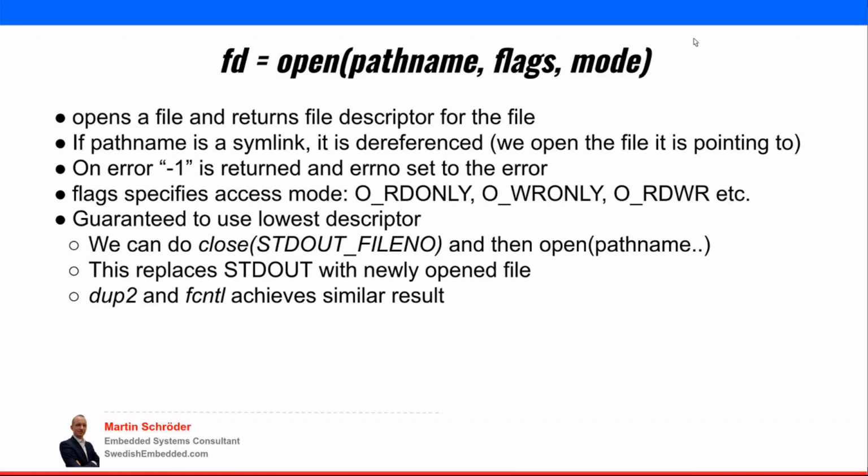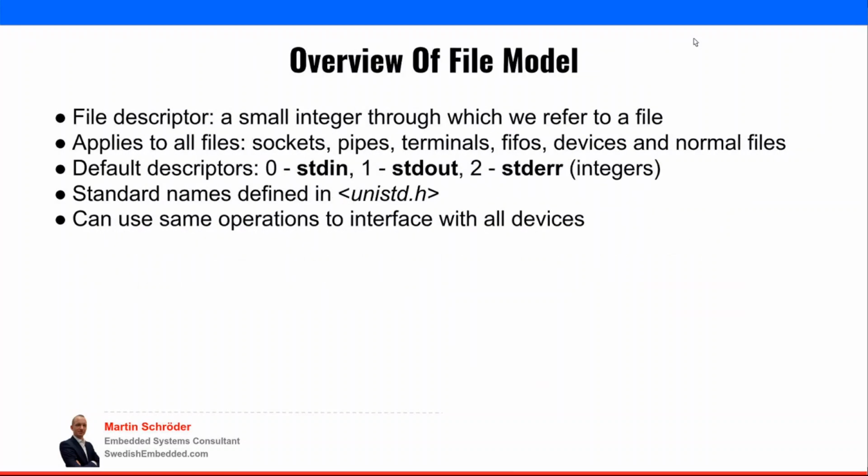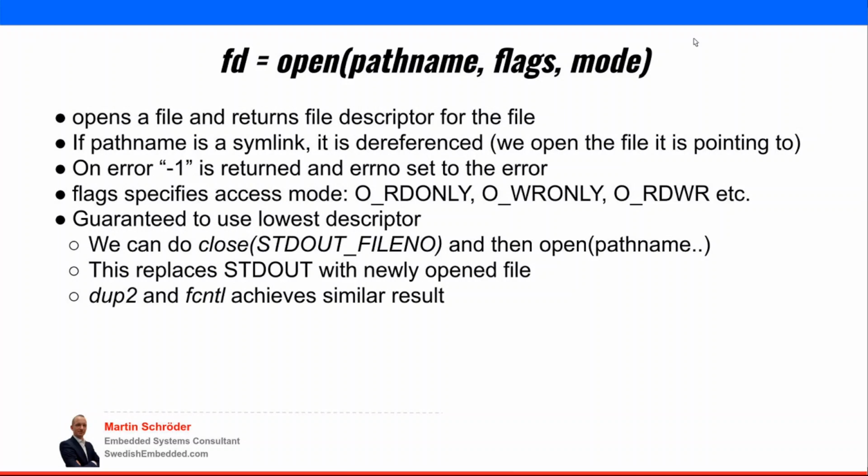And the open call is guaranteed to use the lowest available file descriptor, which means we can do things like, for example, closing the stdout file number, which we discuss here. Stdout is number 1. And if we then open a file and specify a path name, like for example a regular file, then we are guaranteed to get the file descriptor, which will be 1 in this case, because that's the first available file descriptor. Now this is mostly a side effect, but it's good to know that this is guaranteed by the system.